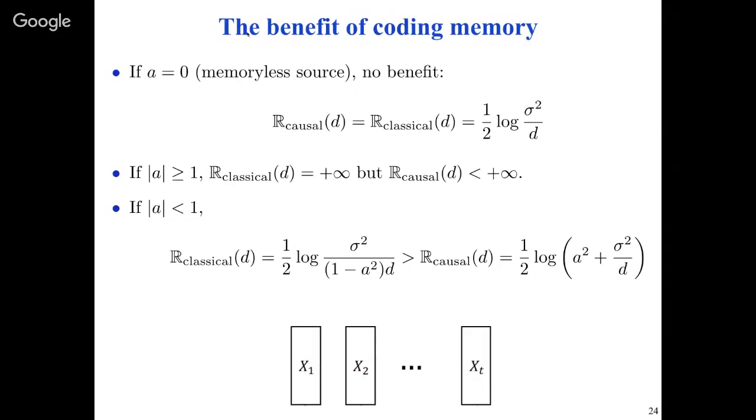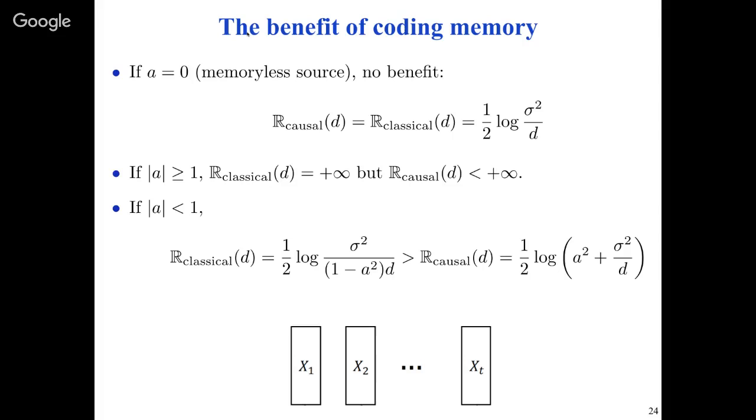And if a is greater than or equal to 1, then because the variance of this non-stationary source blows up as i goes to infinity, you cannot encode it with any finite rate, with any finite distortion, without this memory about the past. So the classical rate distortion is going to blow up, but the causal is going to be finite. And then if a is less than 1, which means that the source is asymptotically stationary, then there is a gap between causal with memory and classical without memory. So it's beneficial to use the memory.